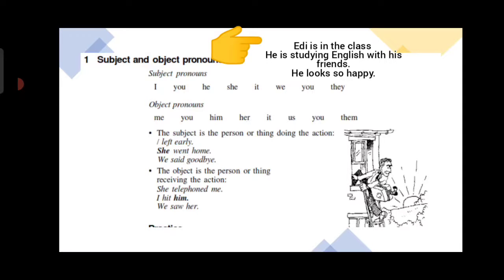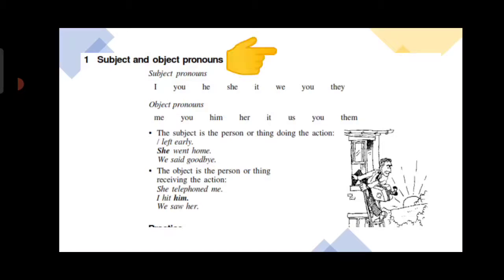How about this? When I change into the following sentences. Eddie is in the class. Eddie is studying English with his friends. Eddie looks very happy. What do you think? How boring that would be, right?